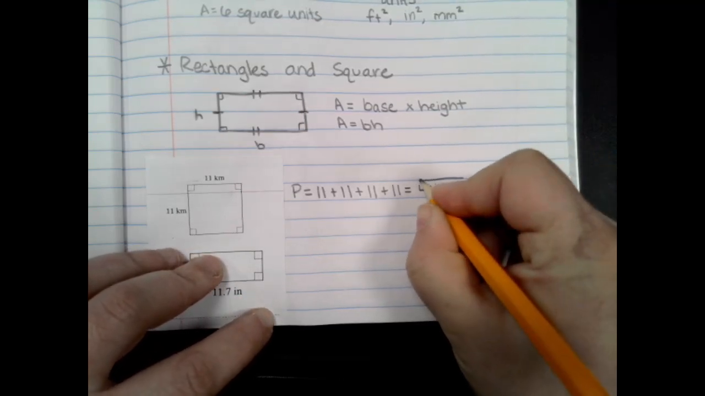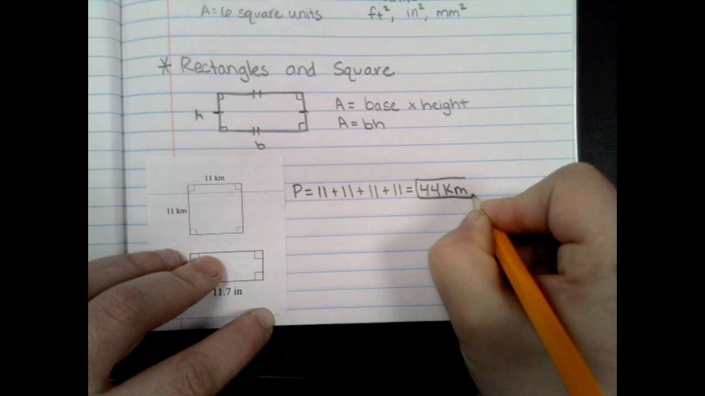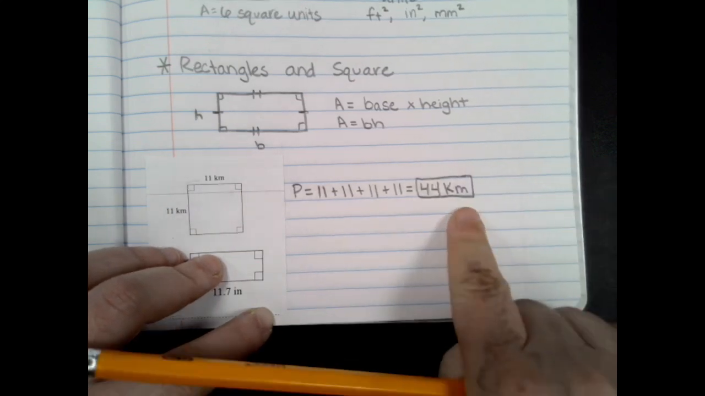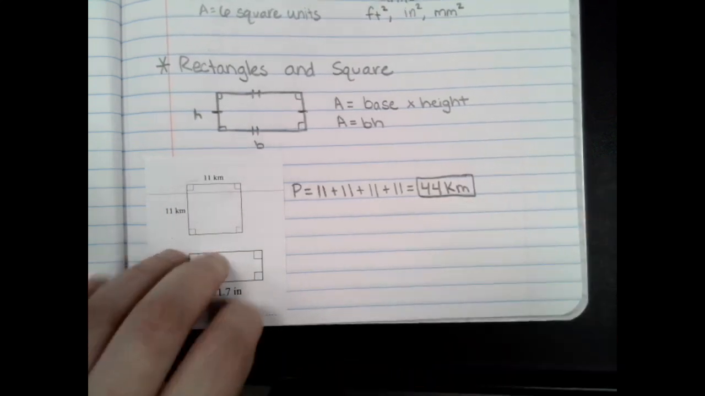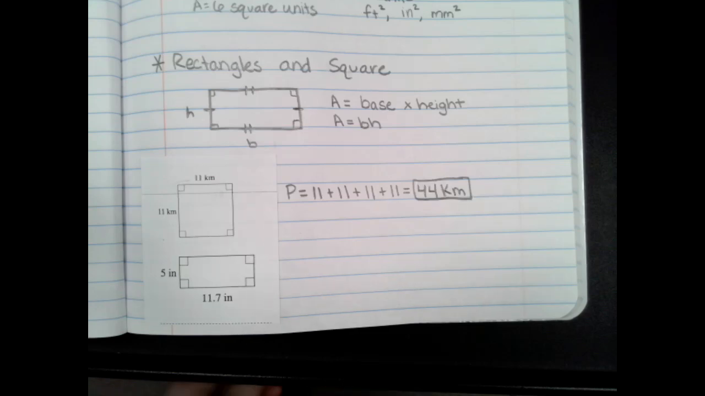Kilometers. Since it's just perimeter, perimeter does not get the squared. It's just a length. So just regular kilometers.